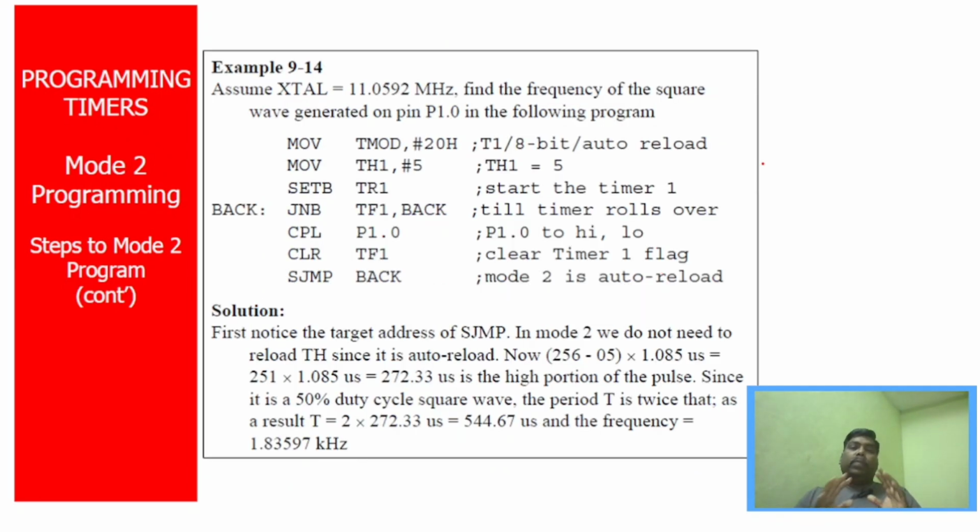Here I'm not going to explain a program. We already generated the square wave. They have made a particular program to find the frequency of the square wave generated by it. You can see the oscillator frequency they have given us is 11.0592, and now we need to find out the count value exactly.